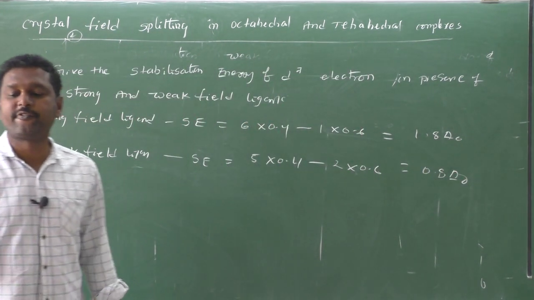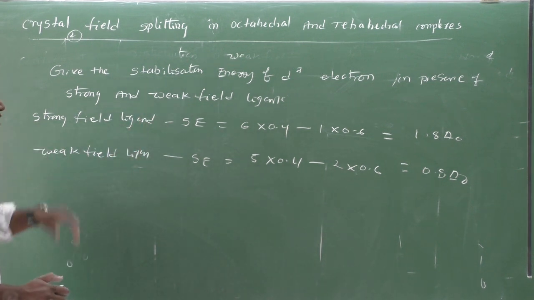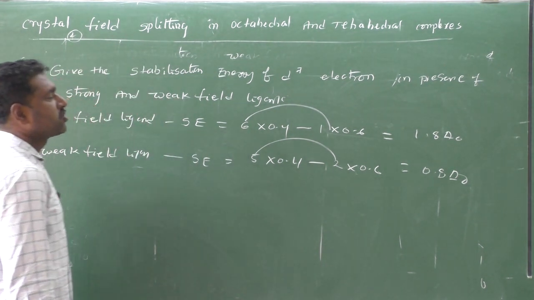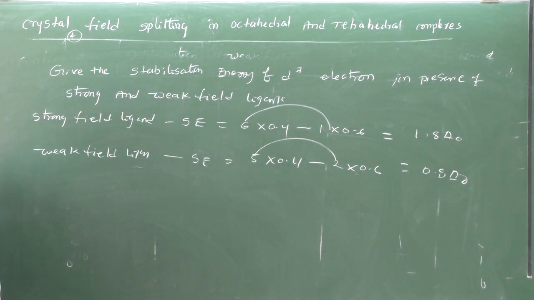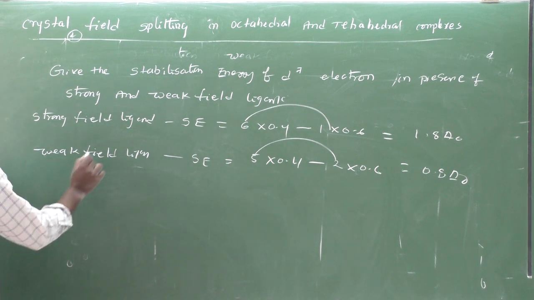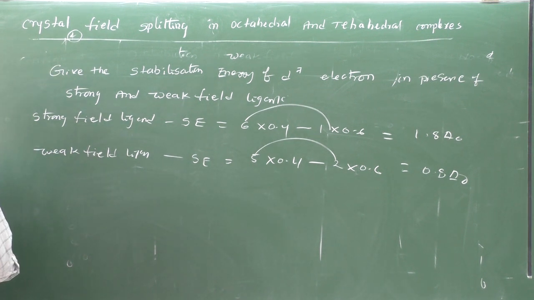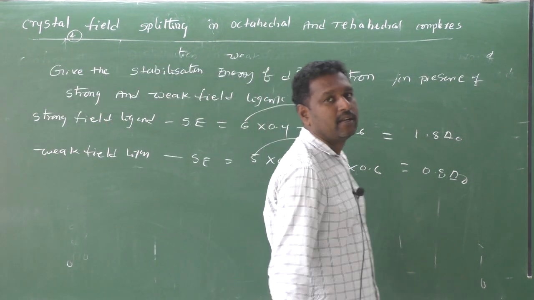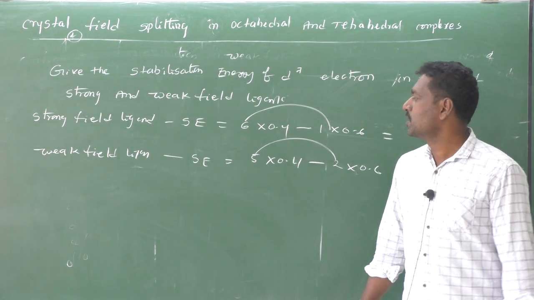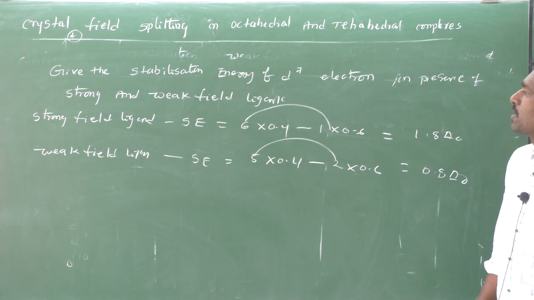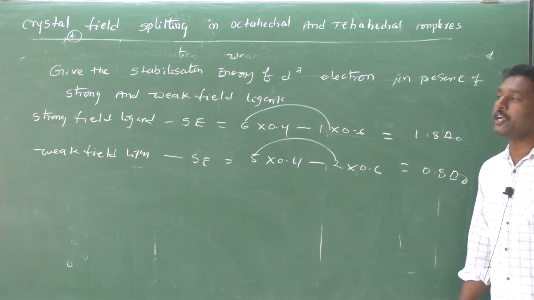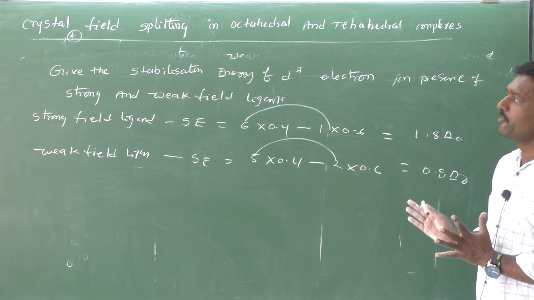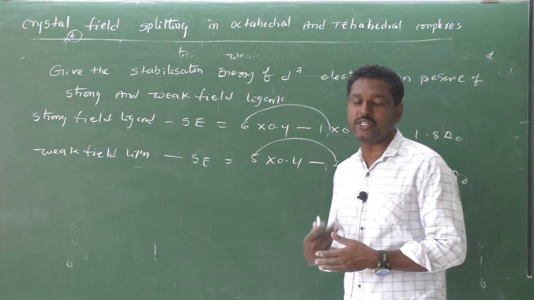That is the distribution of electrons in different conditions. Here 6 and 1 electron, 5 and 2 electron in case of weak field ligand. So it is weak field ligand and strong field ligand stabilization energy. That is different here. Weak field stabilization energy is different and strong field stabilization energy is also different. This is about crystal field theory and stabilization energy calculations.